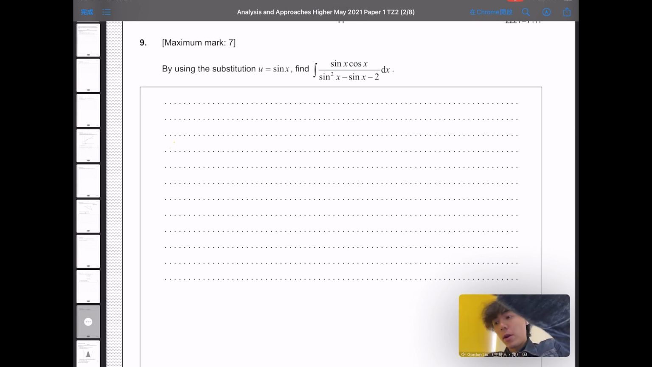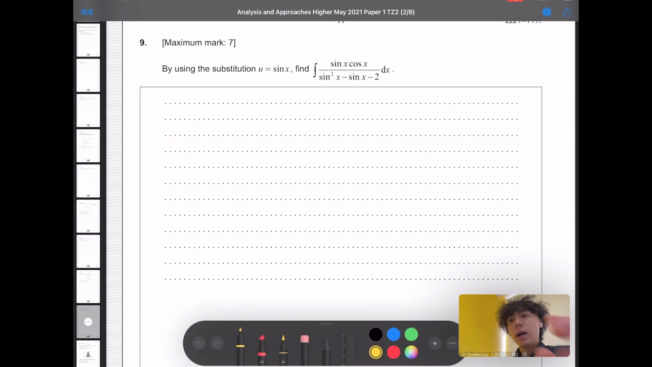So now let's start with our solution here. The question is quite generous. They teach us to use a substitution by u equals sine x. So we just let u equals sine x. And if you know the technique in substitution, you know that we need to differentiate. Let's do du/dx, which is cosine x. So in other words, we know that du is actually cosine x dx.